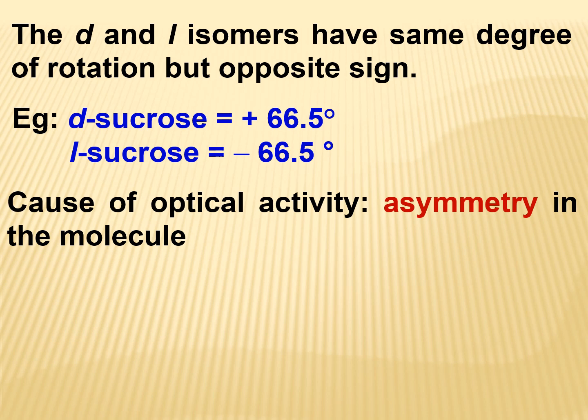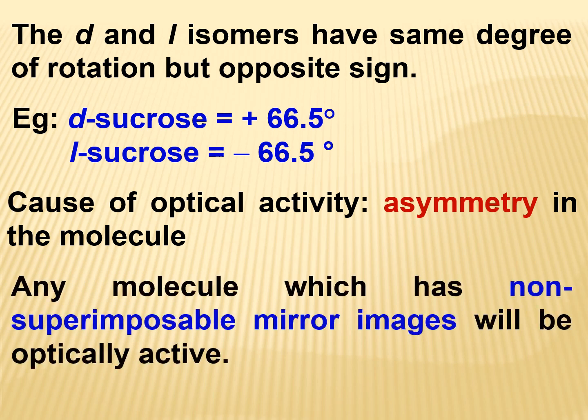The cause of optical activity is asymmetry in the molecule. Asymmetry means lack of symmetry. Now, how does a lack of symmetry come about? That we will see. How can we find out whether a molecule is optically active or not? You have to take the mirror image of the molecule and check whether the mirror image and the original image are superimposable or not.